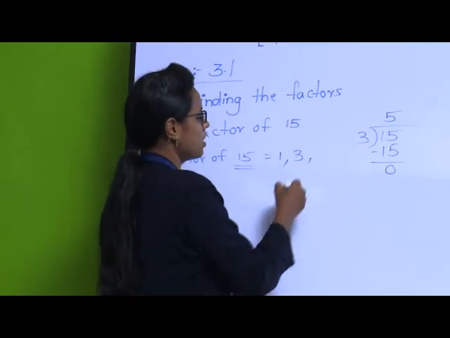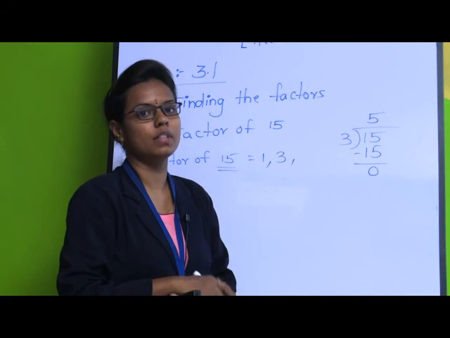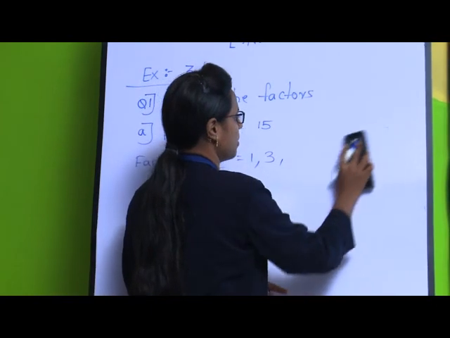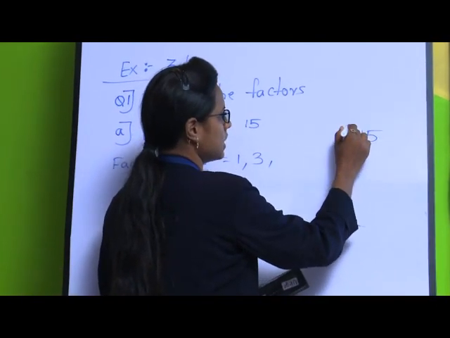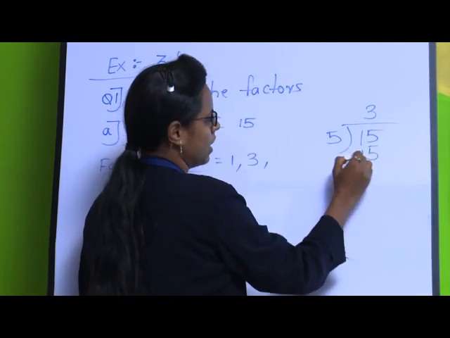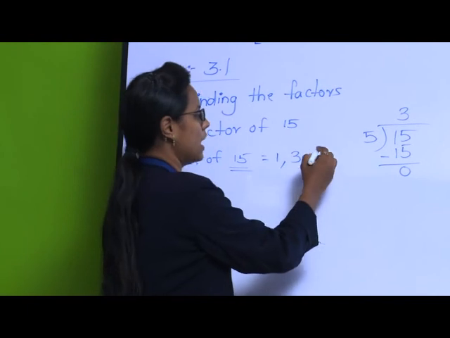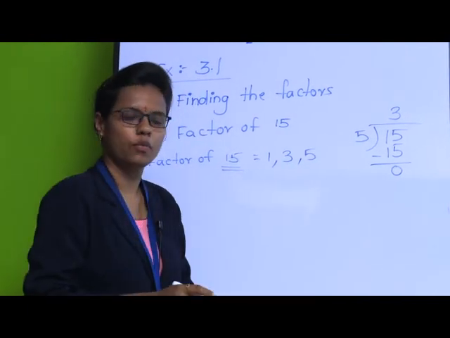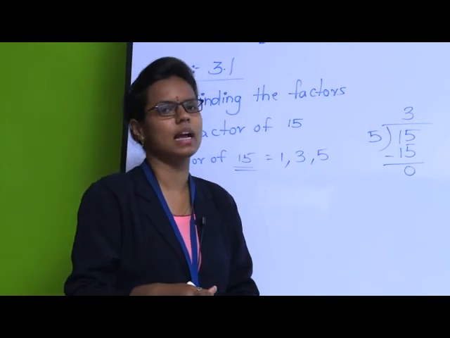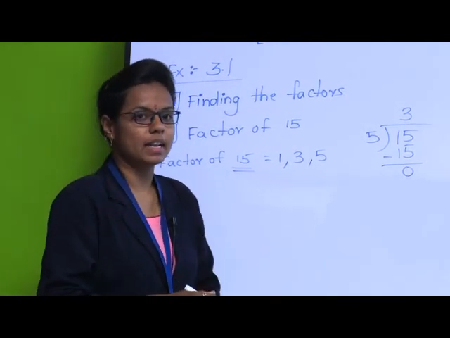Let us take the next number, 4. 4 fours are 16 and 4 threes are 12, so it will leave a remainder. So 4 is not a factor of 15. Let us take the next number, that is 5. 5 threes are 15. 15 minus 15 is 0. It is leaving the remainder 0. So 5 is a factor of 15. 6, 7, 8, 9, 10 are bigger numbers, and if we check them, they will leave a remainder.